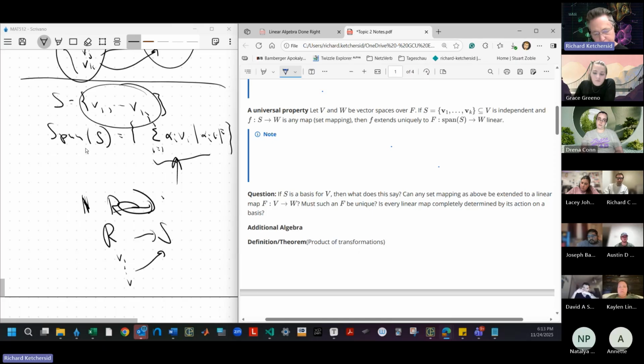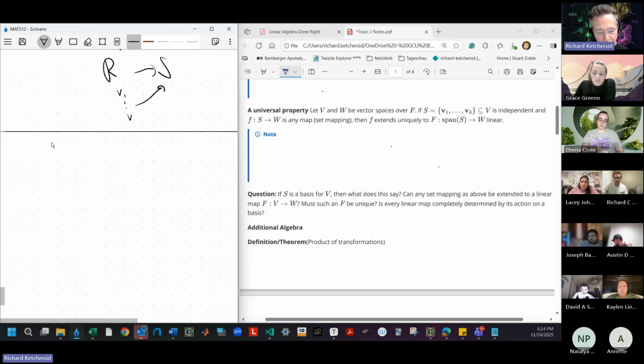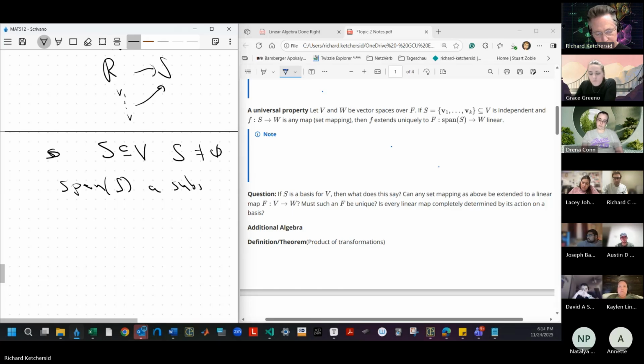So how can I take an element of this span? First of all, is the span a vector space? There's lots of stuff to talk about here. Given a set S, so I got S a subset of V. S is non-empty, so I'm not taking an empty set. Is the span of S a subspace? If I take v1 and v2, what do I need to show for a subspace? I need to show that it's closed under addition and subtraction and scalar multiplication, right?